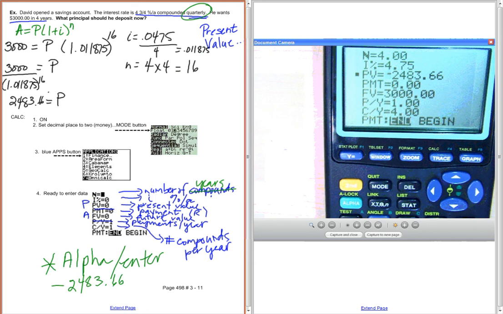Page 498, 3 to 11. And I would love you to try a couple of those with the graphing calculator.